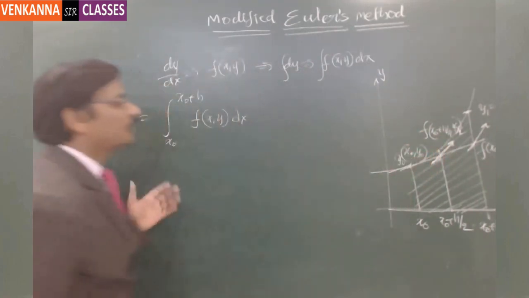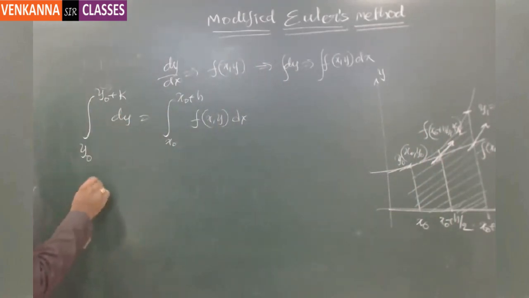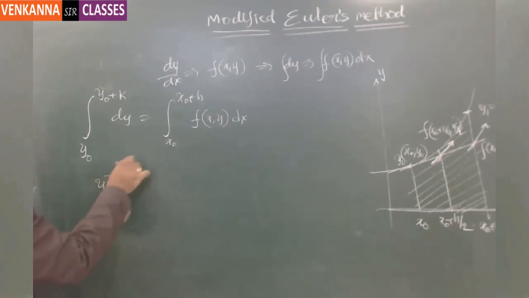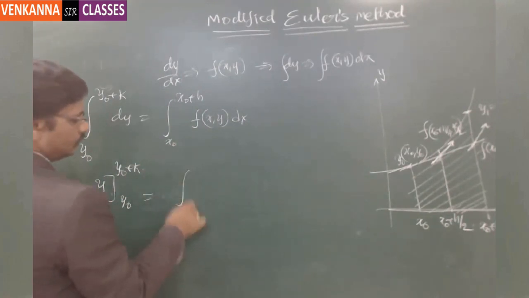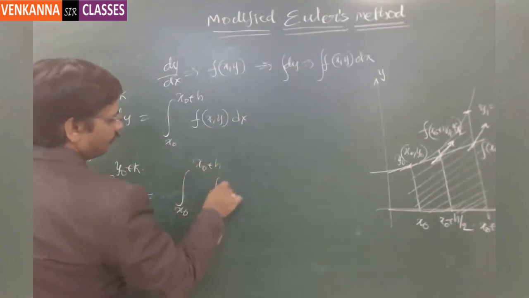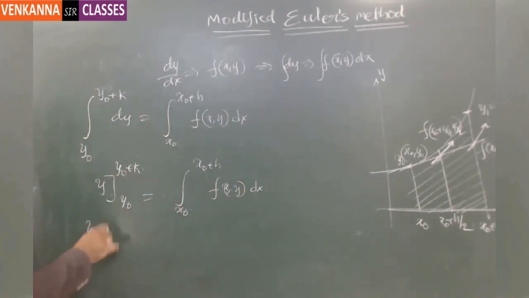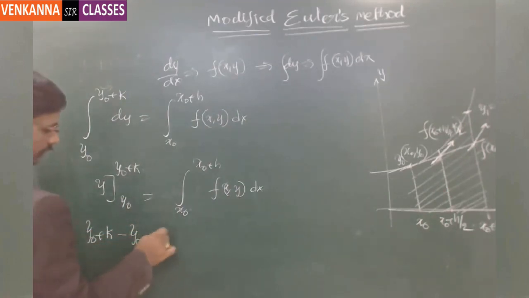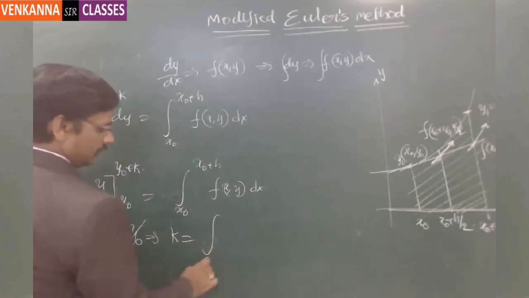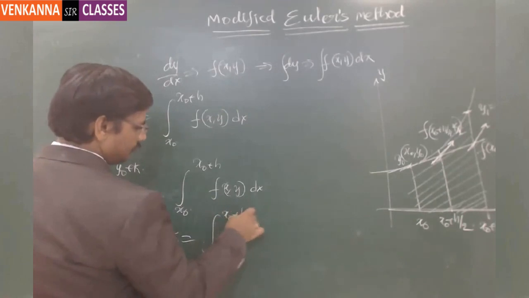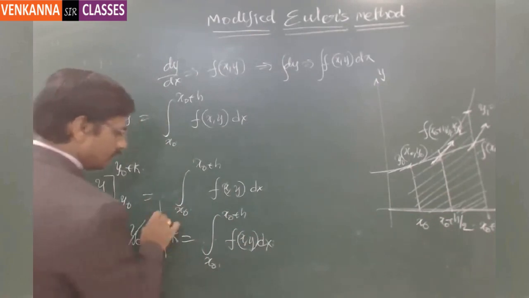Now when we want to find out this integral value, this integral of dy is y, with upper limit y naught plus k and lower limit y naught, equal to the integral from x naught to x naught plus h of f of x comma y dx. Now this value is y naught plus k minus y naught. So this you can treat as k, because these two will cancel out, and this k value is nothing but the integral from x naught to x naught plus h of f of x comma y dx. So this k value is what we are finding now.